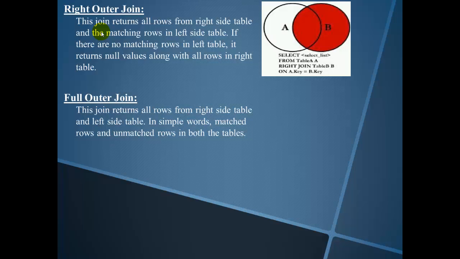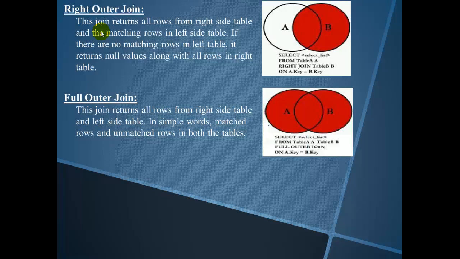Now I'll move to the full outer join. Full outer join returns all the matched rows and unmatched rows in both the tables. It will be like this. This join returns all rows from the right side table and the left side table, in simple words, matched rows and unmatched rows in both the tables. That is full outer join.